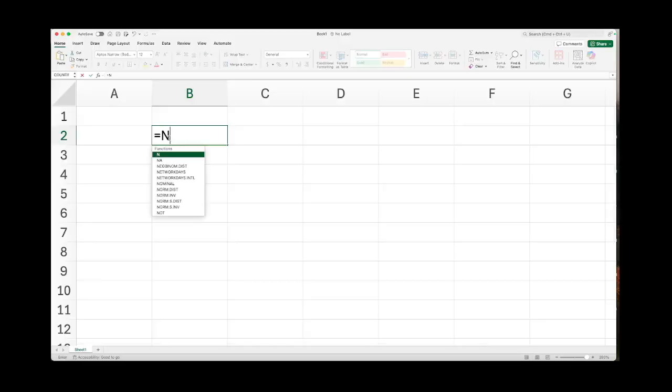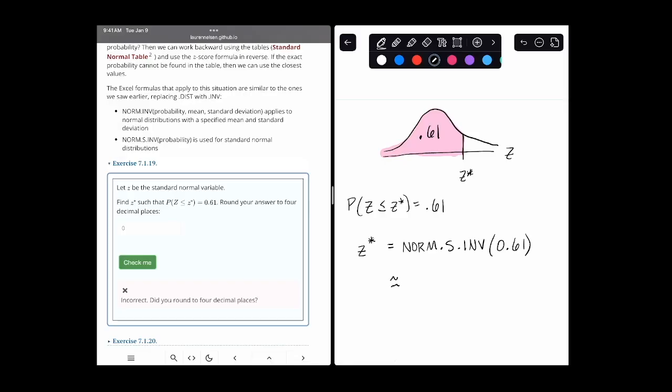So in Excel, I would do norm.s.inv, and it wants me to plug in the probability, the area to the left, which is 0.61, and so my z value is about 0.279. So this would be about 0.279, and I guess if they want 4 decimal places, this would be 93. And so this lets us find a z value if what we know to start with is an area.